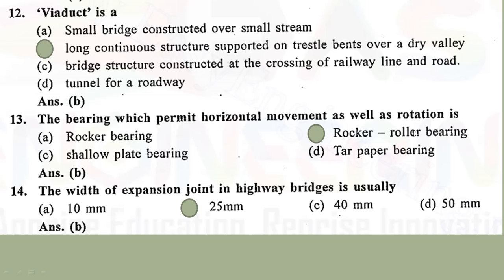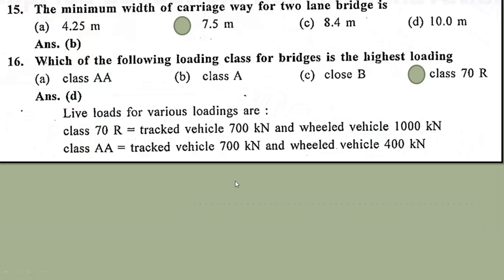The width of expansion joint in highway bridges is usually 25 mm, that is 1 inch. The minimum width of carriageway for a 2-lane bridge is 7.5 meter.